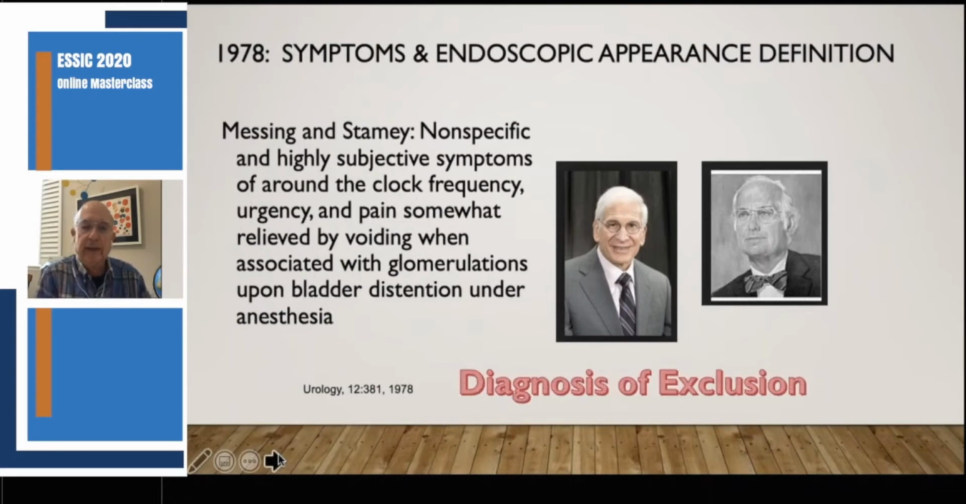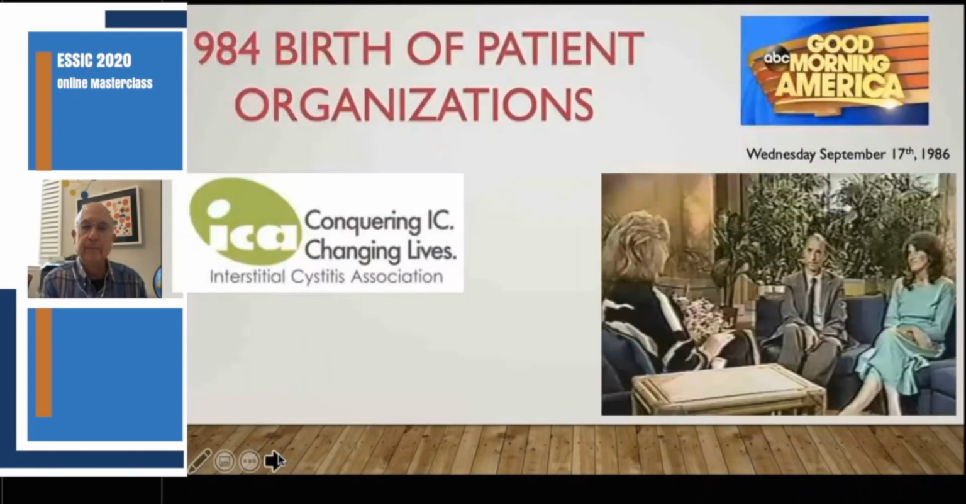It was essentially a diagnosis of exclusion in patients who had the symptoms and had either a Hunter lesion or glomerulations when their bladder was distended under sedation. Shortly afterward, the Interstitial Cystitis Association, the first big patient organization dedicated to this disease, was founded.